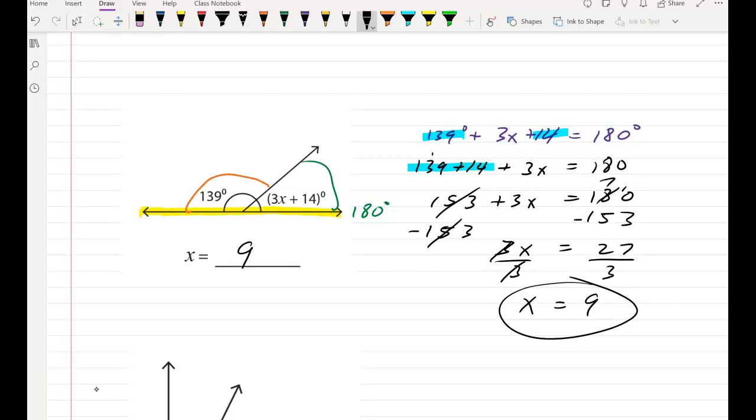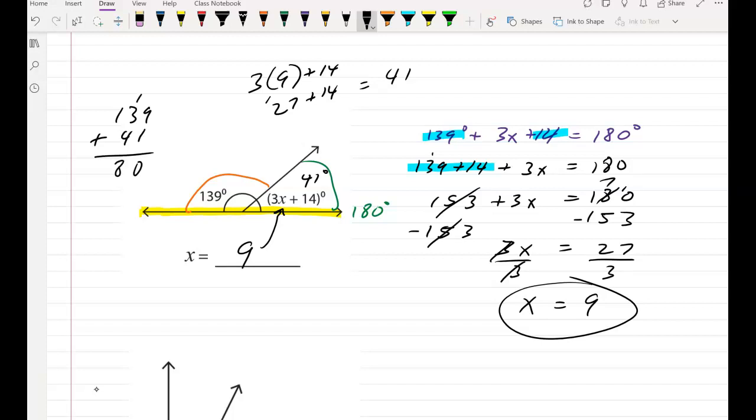And that should work because if we put 9 back in for x here, 3 times 9 plus 14. How much is that? Well, that's 27 plus 14. And that is 41. And if this is 41 degrees, then 139 plus 41 had better equal 180, because they have to create that straight line. They are supplementary. Very good.